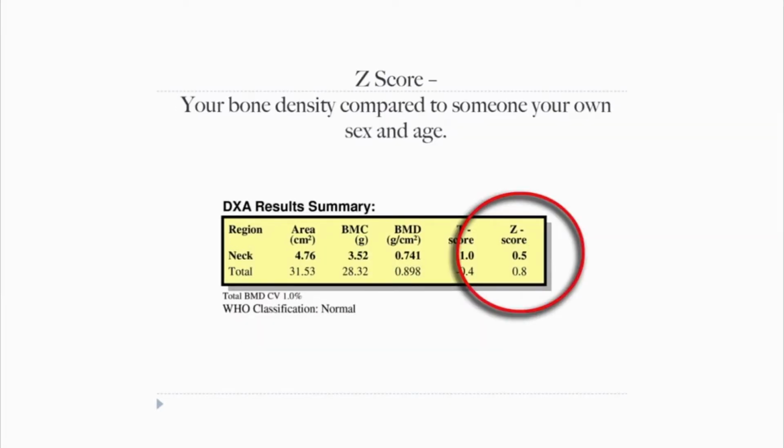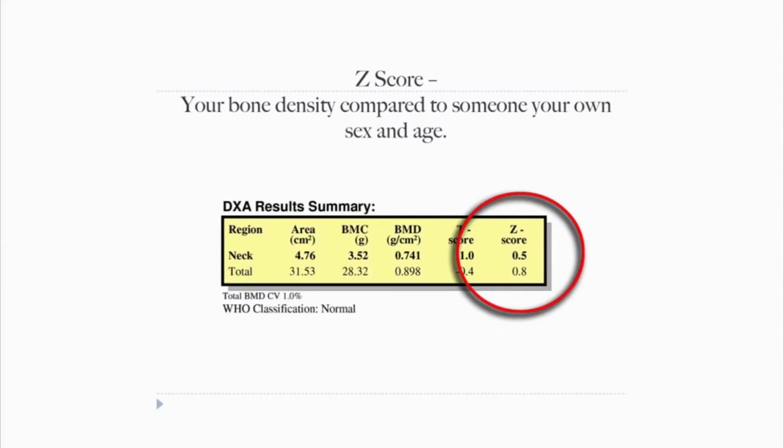Now let's talk about Z-score. Z-score is when your bone density is compared to someone your own sex and age. For example, on this chart, we're looking at the neck of the hip and the total hip, and you see the Z-scores are 0.5 and 0.8. That means that this individual has a bone density that's very similar to people their own age. Nothing unusual about that Z-score.